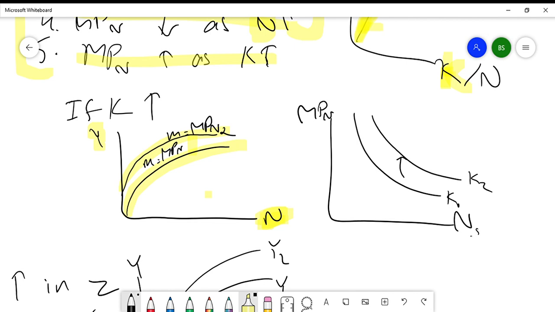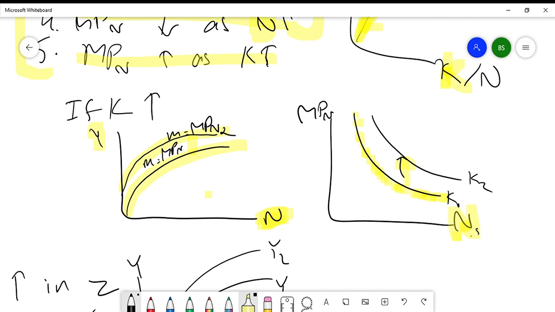And with this MPN curve, if I were to plot N over here and MPN over here, we know that MPN is always falling as N increases. With K1 it's over here, but then with the new K2, the entire MPN curve increases.